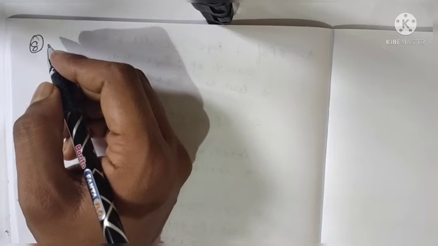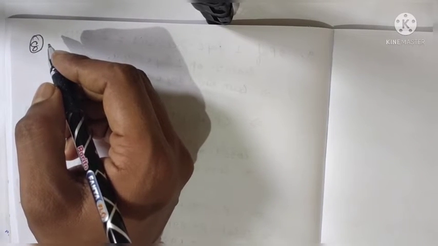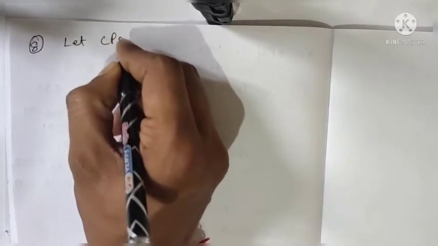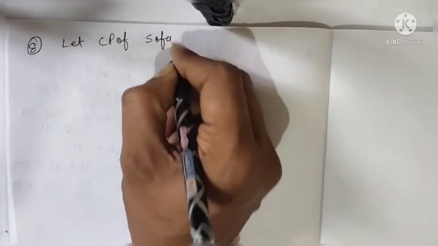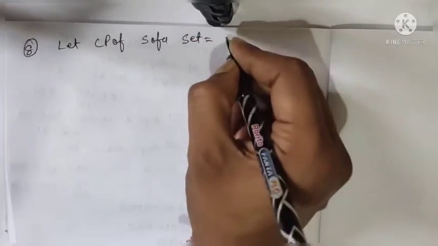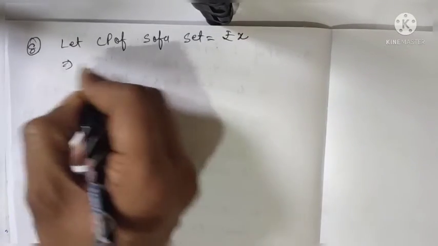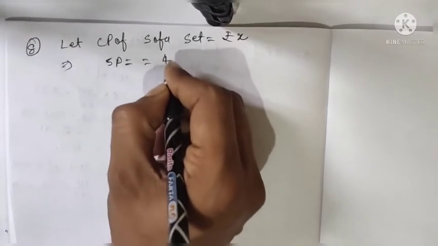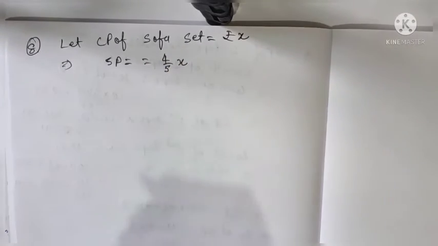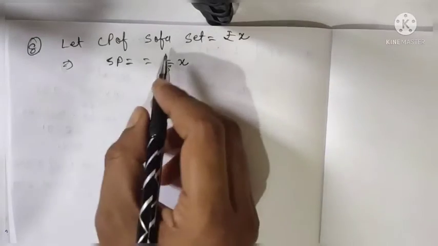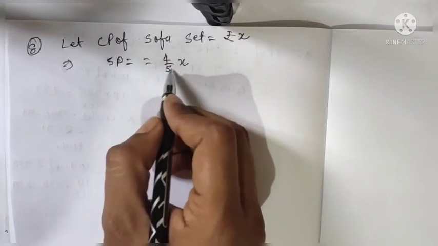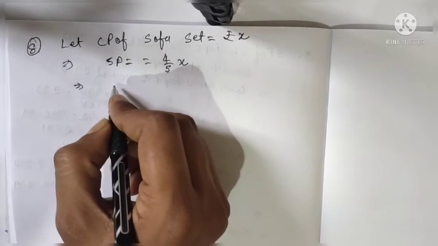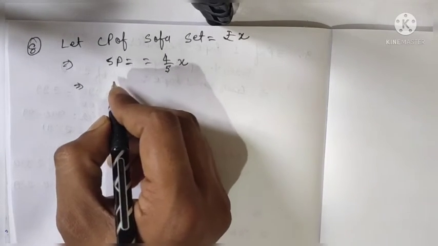It is given that the selling price of a sofa set is 4 by 5 times its cost price. So let the cost price of the sofa set be rupees X, then selling price will be equal to 4 by 5 X. Now we have selling price and cost price, and since clearly selling price is less than cost price because 4 by 5 is less than 1, that implies in this transaction the merchant has a loss.